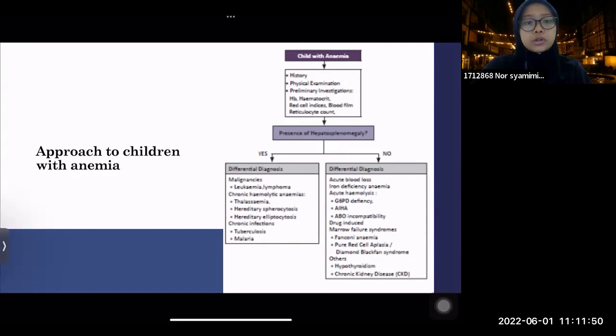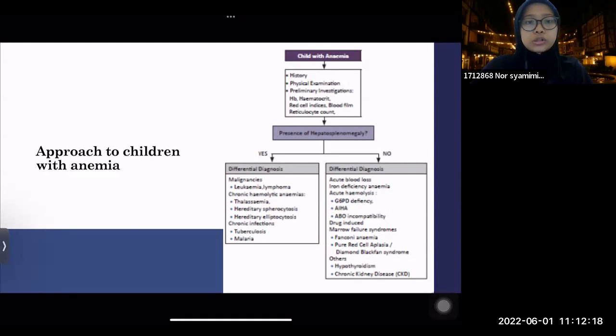In the PITS protocol, it is divided by whether the patient has hepatosplenomegaly or not. If the patient has hepatosplenomegaly, then our differential diagnosis will more likely be malignancy, chronic hemolytic anemia, or chronic infection. If it is absent, it could be due to acute blood loss or acquired causes such as iron deficiency anemia or acute hemolysis and others, as stated in the diagram.